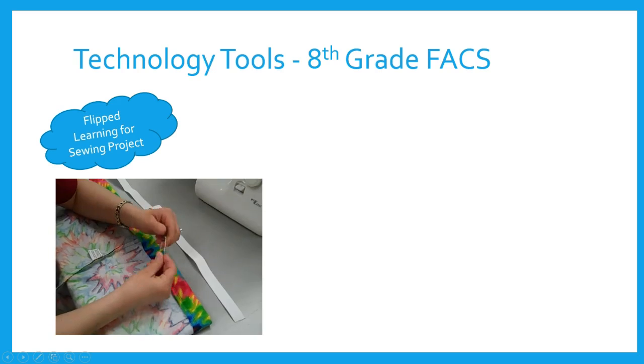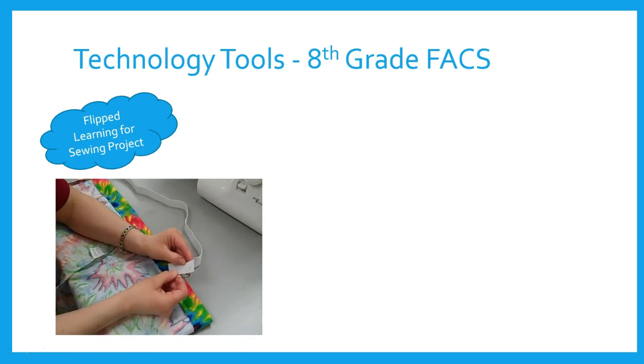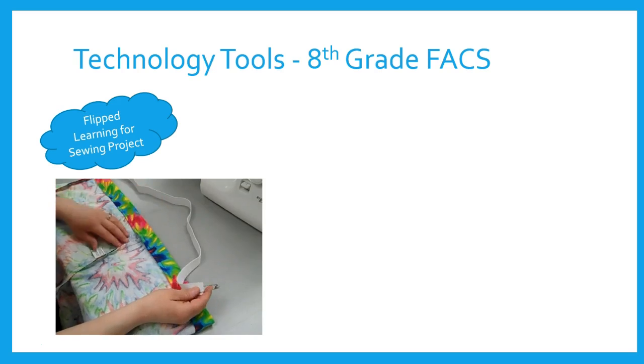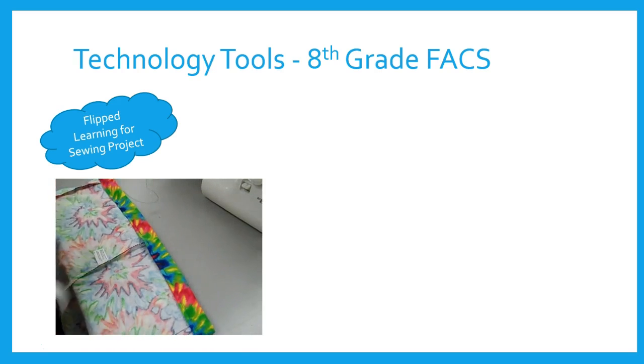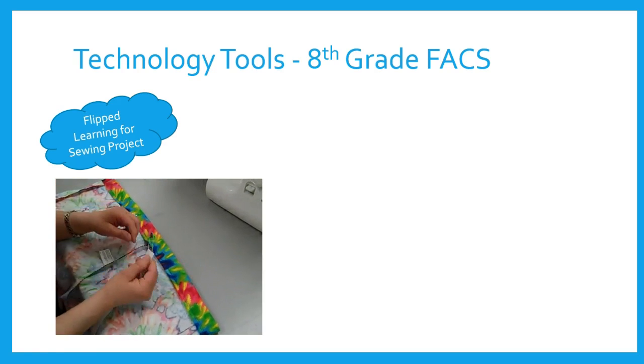For the elastic, you're going to need a safety pin. So when you open up your safety pin, you're going to put it on the end of your elastic, like this, and close it. And the safety pin is going to help you move the elastic all the way through that casing that you just sewed with the 1.5 inches of fabric folded over.